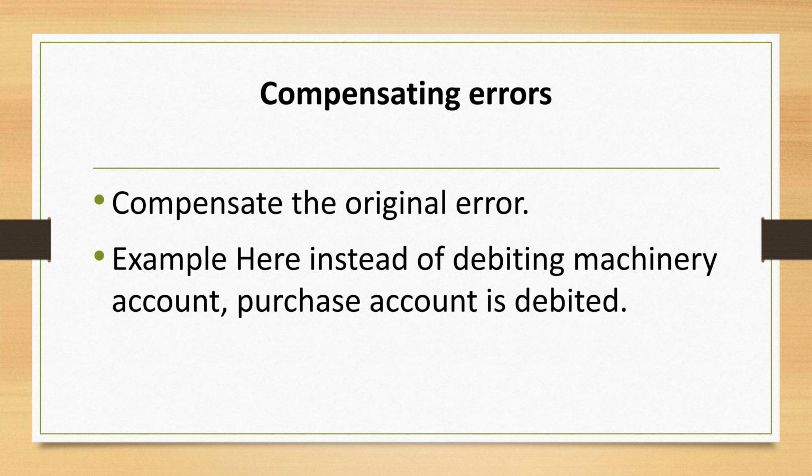Next error is compensating errors. It is an error which compensates the original mistakes. In order to compensate the original mistake, he will record again the same errors on the debit side or credit side again and again. These entries cancel the other error that is recorded. For example, instead of debiting the machinery account, the purchase account is debited. The transaction is like this: machinery account debit to cash account. That is the original entry. Instead of machinery account, he has posted to purchase account debit to cash account. That is the wrong entry.